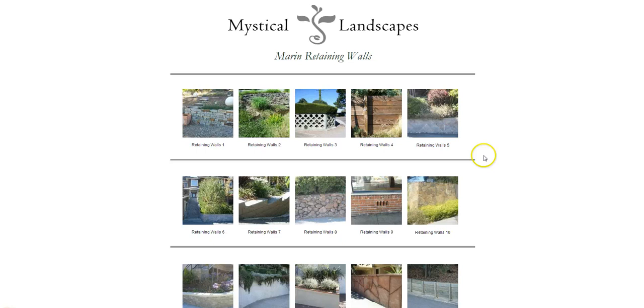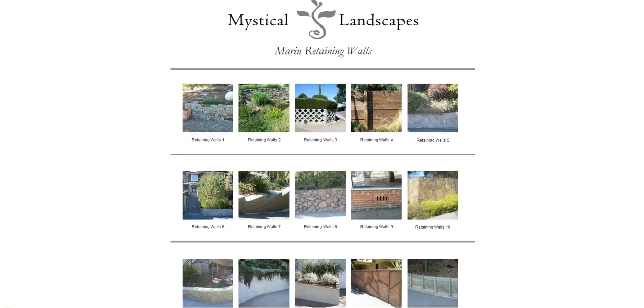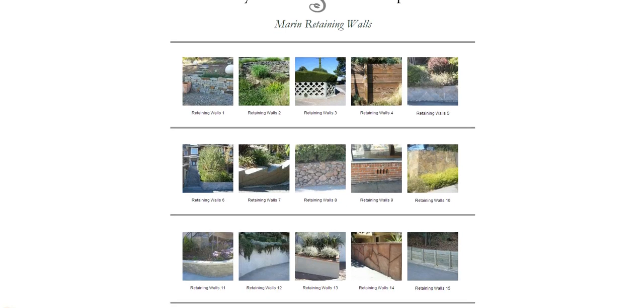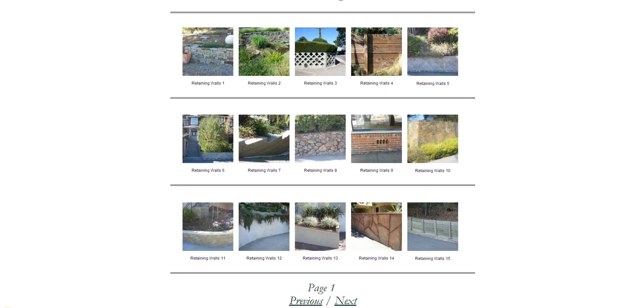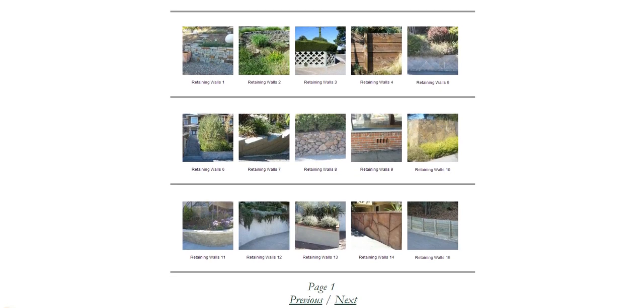Every photo here is a photo that I took in Marin. Most of these are not my landscapes. I just wanted to give you a sense of the impact of something.